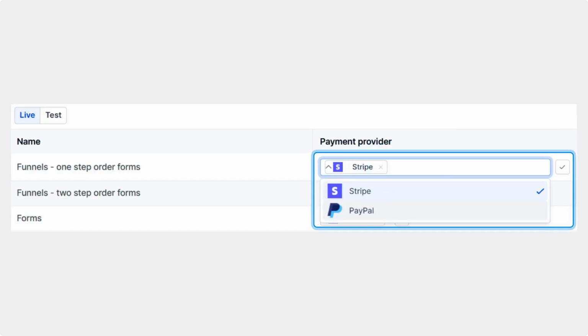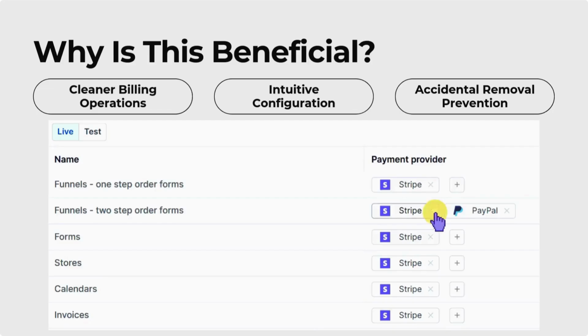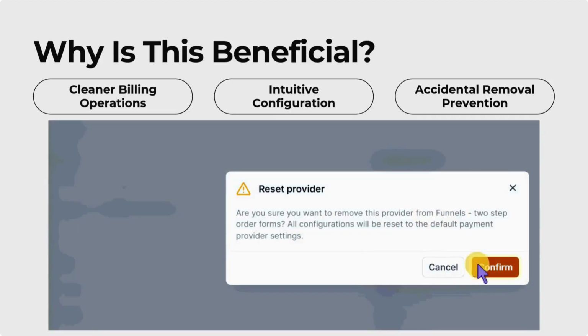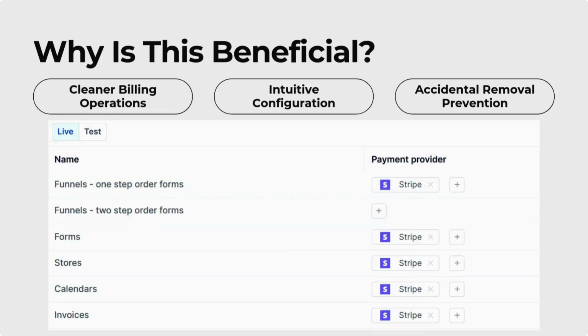Select the payment methods you wish to include. You can verify it was selected if it has a check mark next to it. Now you can decide which payment processor is used per channel without changing your global default, giving you added control and cleaner billing with an intuitive configuration that automatically prevents errors.